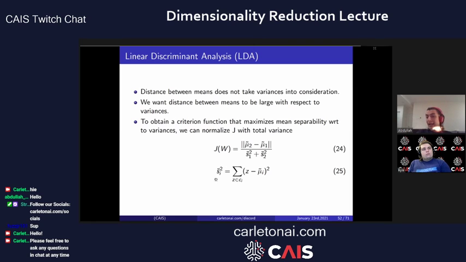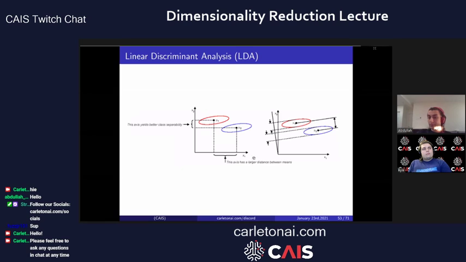So you calculate for each one of the samples the distance between the data sample and its projected mean. You do the same for class 1 and class 2, and you divide our original objective function by that. So now the new objective function is trying to maximize the distance between the means, normalized with respect to the within class variance, right?